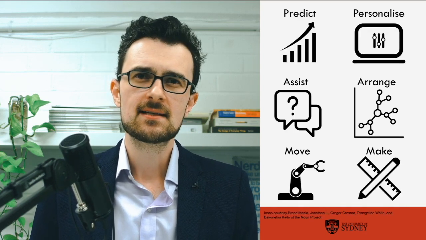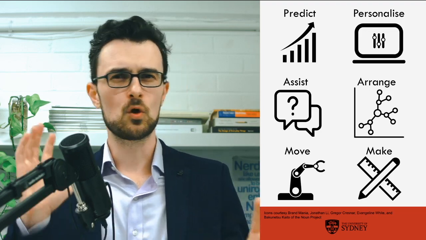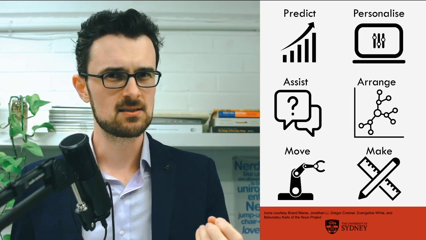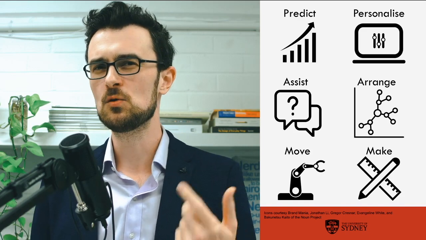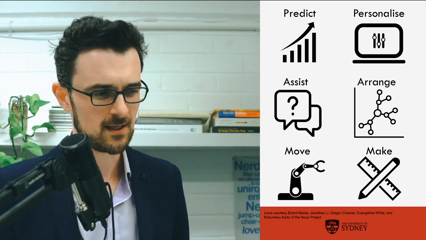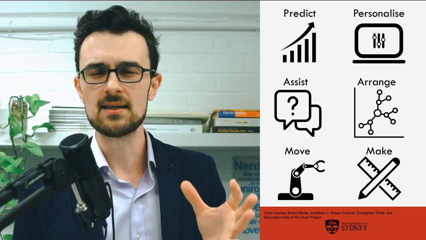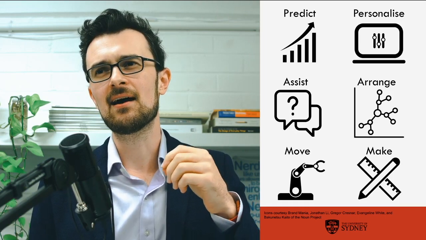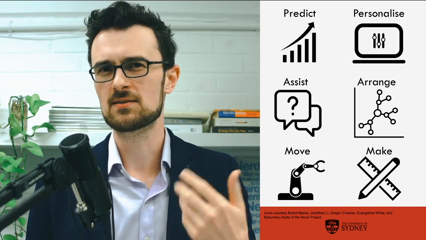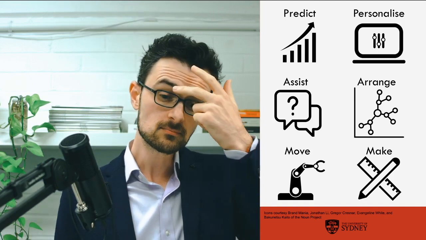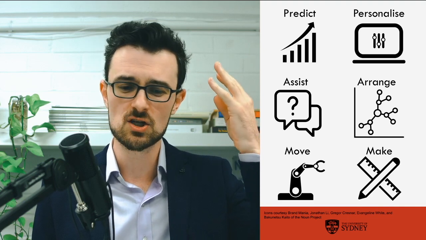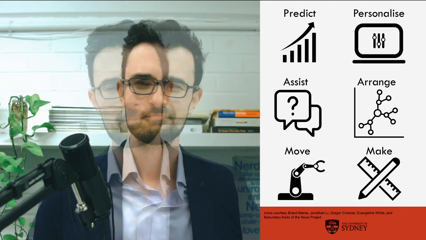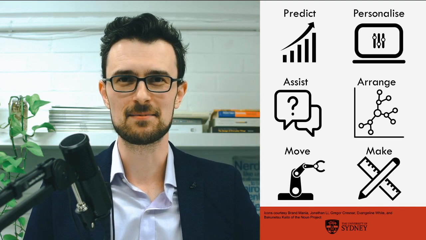Well, I happen to think that there are 6 broad categories for what modern AI systems do, that if you think about it this way, will help you understand what kind of context you're working in. I'm going to give you an example for each of these and hopefully help you understand some of the strengths and weaknesses of each of these approaches. So the 6 are predict, personalize, assist, arrange, move, and make, with some dramatic license taken to make the letters line up.